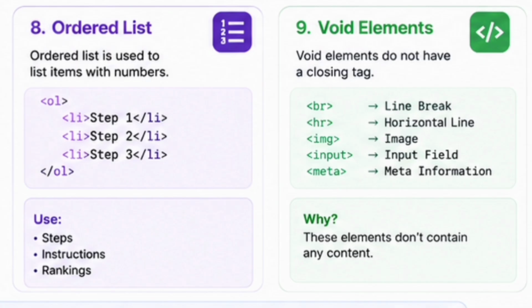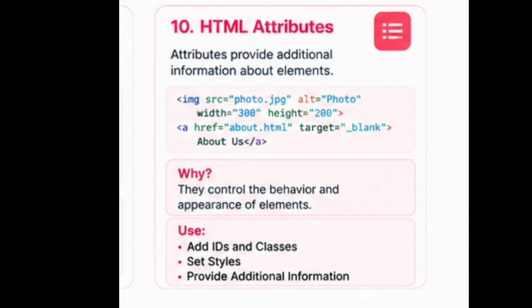And void elements do not have a closing tag. Examples: break tag, horizontal line tag, image tag, input tag and meta tag. This means these elements don't contain any content. And an HTML attribute provides additional information about elements.